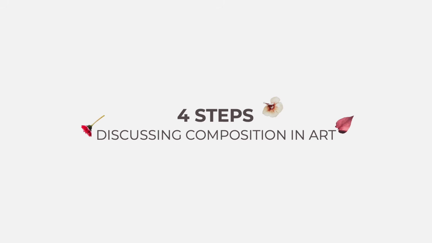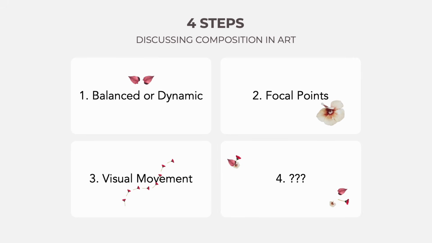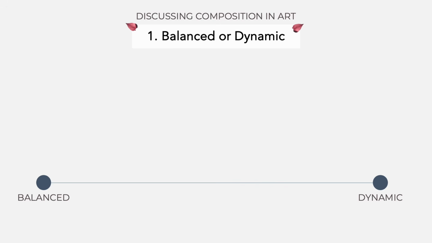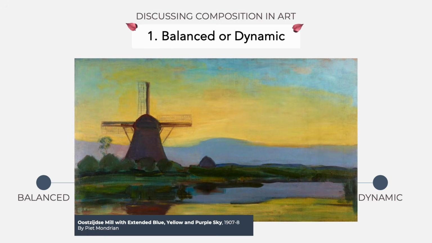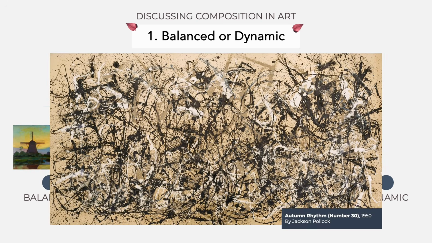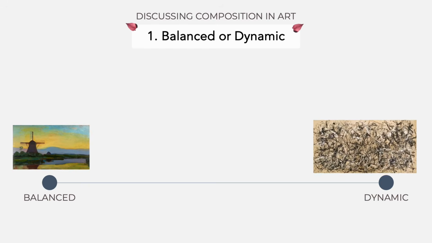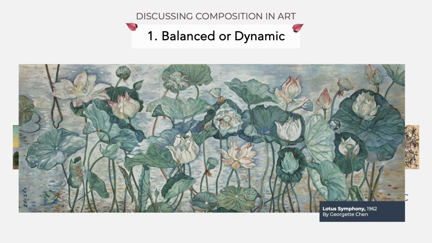Here's a great 4-step template for you to follow. Step 1. Balanced or dynamic. Start with the overall look of the artwork. In your point of view, is the artwork calming and balanced? Or messy and dynamic? Or perhaps, somewhere in between?